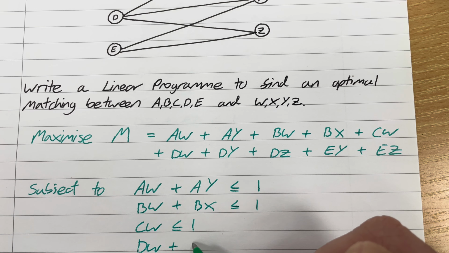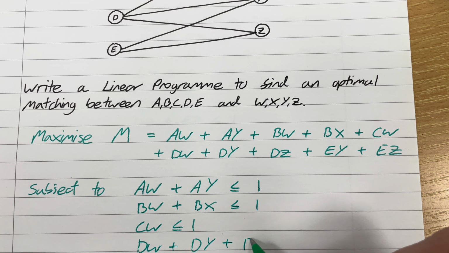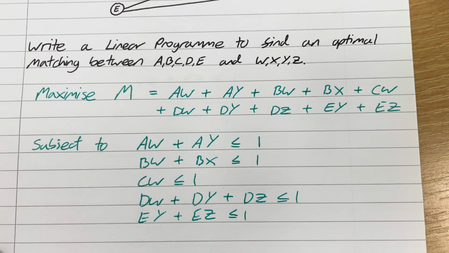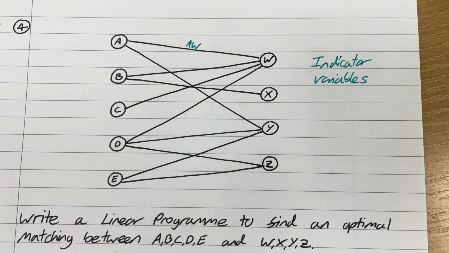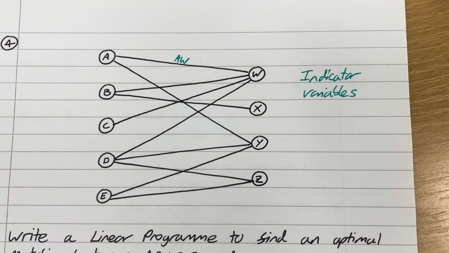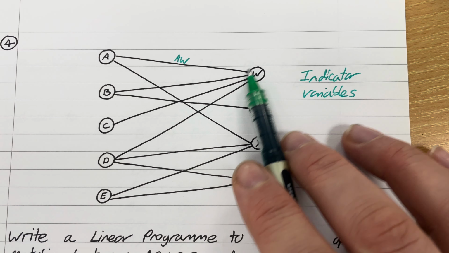DW plus DY plus DZ is less than or equal to 1. And EY plus EZ is also less than or equal to 1. Okay, so that's the 5 nodes on the left. We also have the 4 nodes on the right, and we don't want multiple workers assigned to the same job.